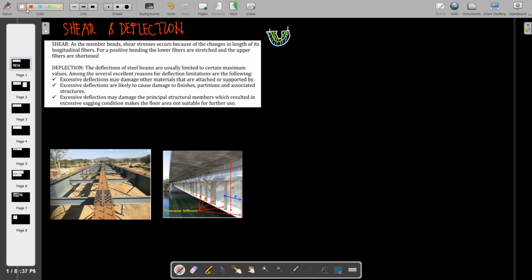Okay, so likewise, when we have negative bending, okay, say this is the neutral axis, the lower fibers in here will be shortened and the upper fibers will be subjected to stretching.